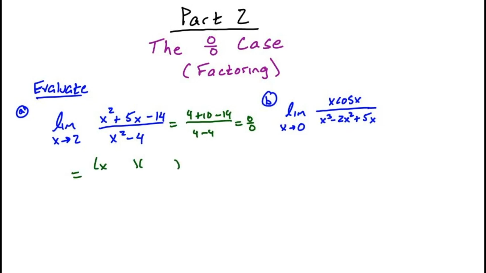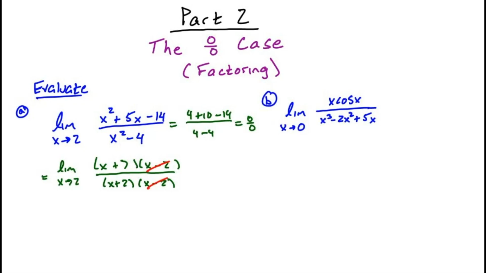If we factor the top, it should turn into x plus 7 and x minus 2. And factoring the bottom, we'll have x plus 2 and x minus 2. Now it's important to note, unlike what I've done here, you should always maintain the limit notation until you've actually evaluated the limit. Otherwise, you run the risk of making your professors cranky.